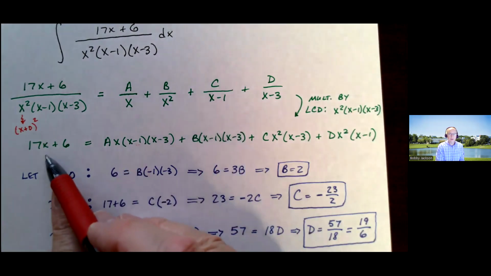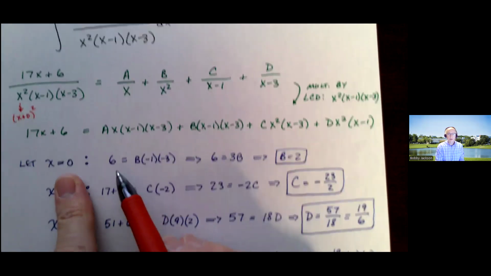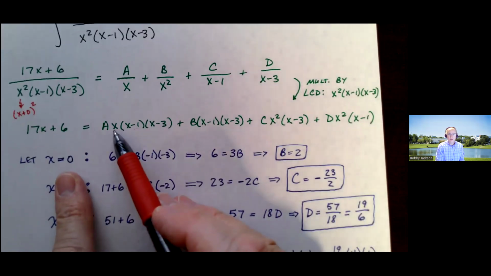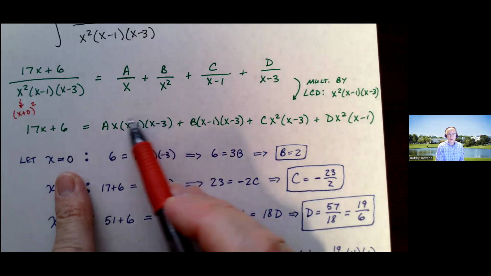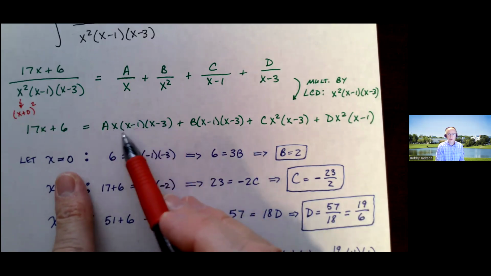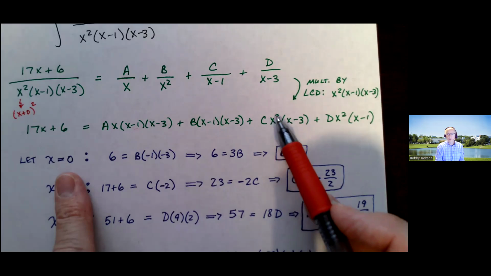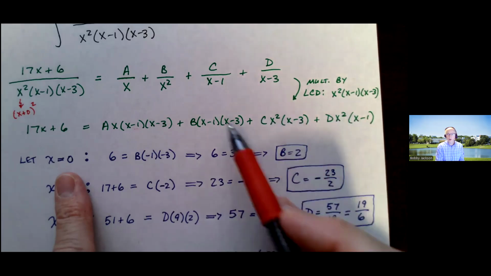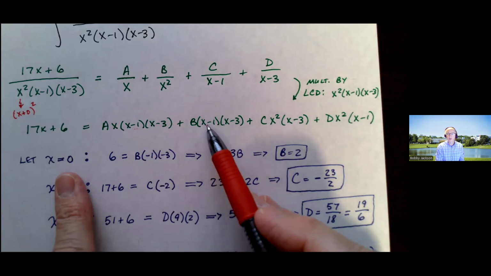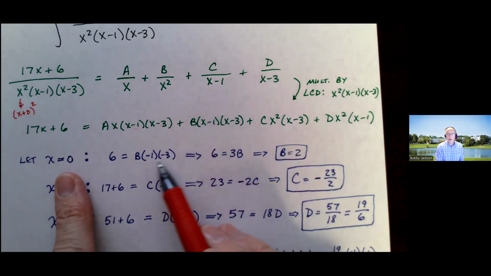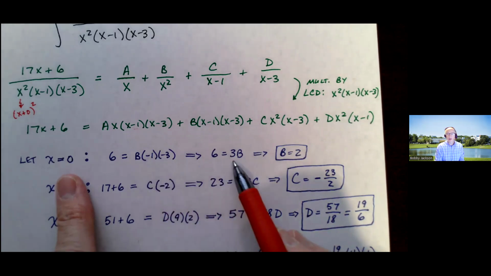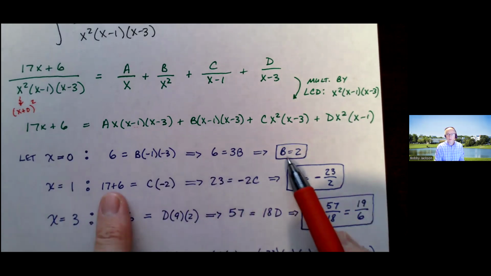When I plug in 0 on this side, of course, I just get 6, right? 17 times 0 is 0 plus 6. And then notice this whole term here will be 0 because of the x. So will this term, right? 0 squared is 0. And same here. All we're left with is this term. And if I plug in 0, I get negative 1 times negative 3, which gives me positive 3 times B. Therefore, B must be 2.